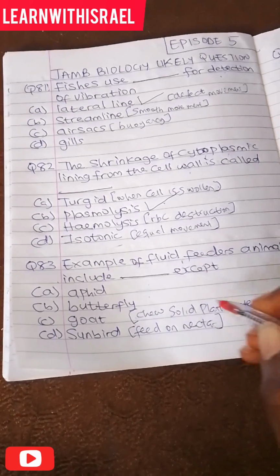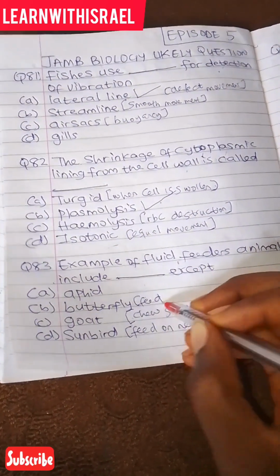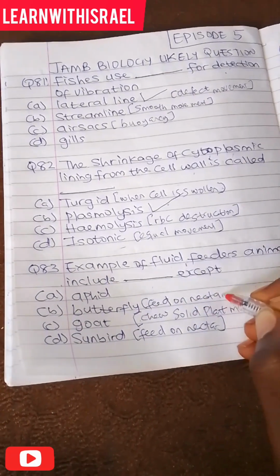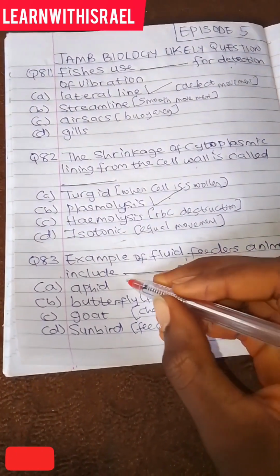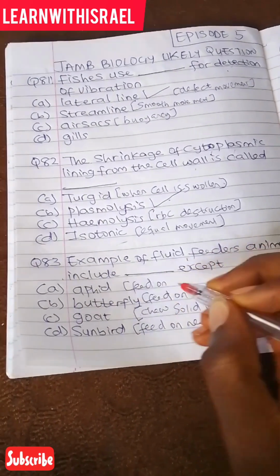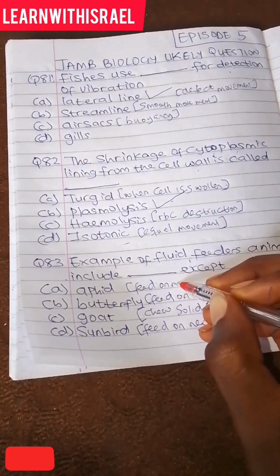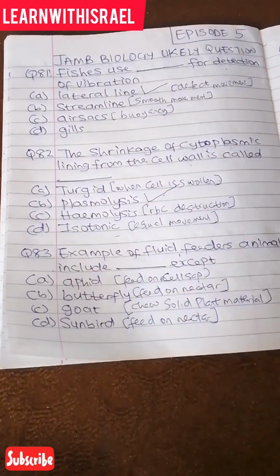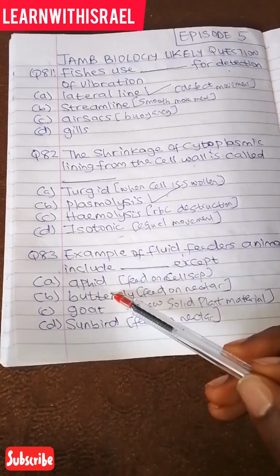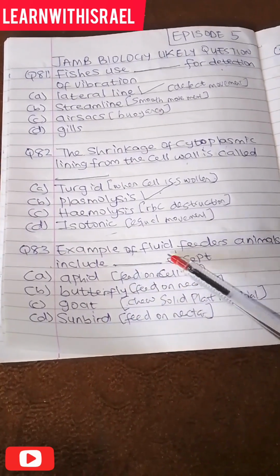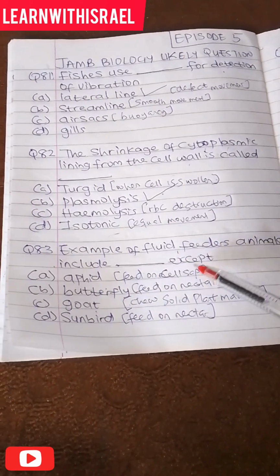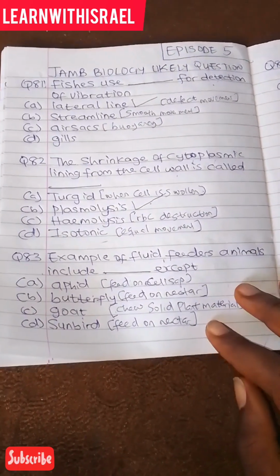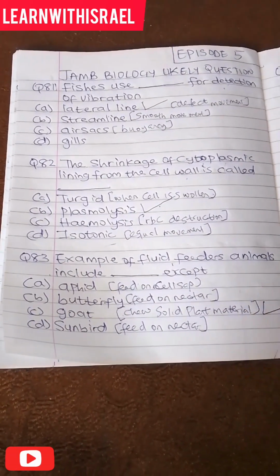Butterfly also feeds on nectar, so butterfly is an example of fluid feeder. Aphid feeds on cell sap, so aphid is also an example of fluid feeder. So aphid, butterfly and sunbird are all examples of fluid feeders. The animal that is not a fluid feeder here is goat, which makes option C the correct answer. Let's continue.